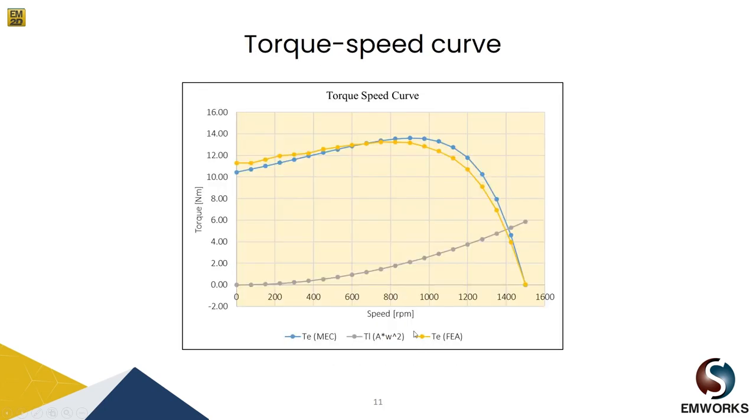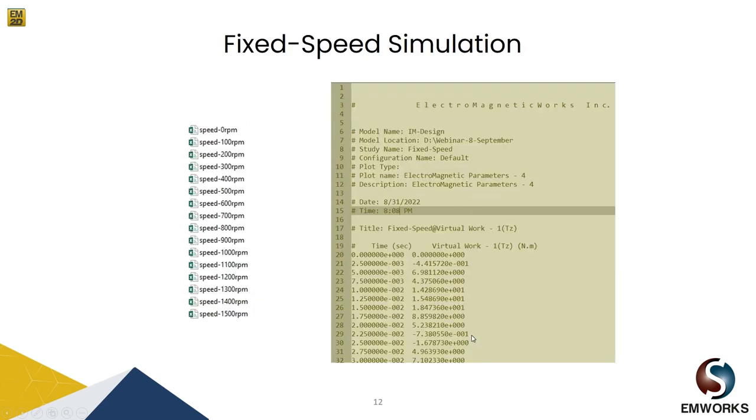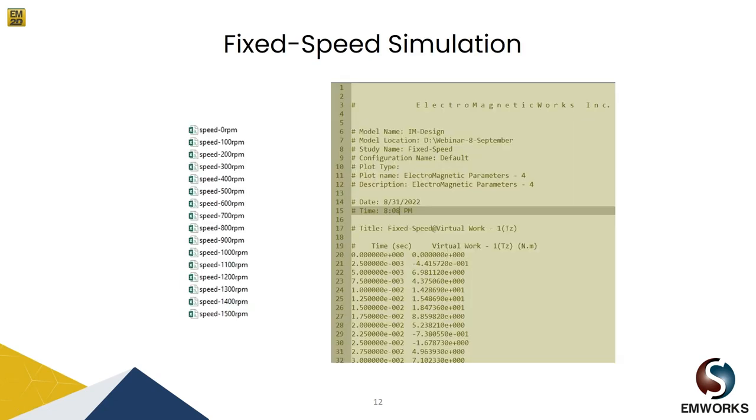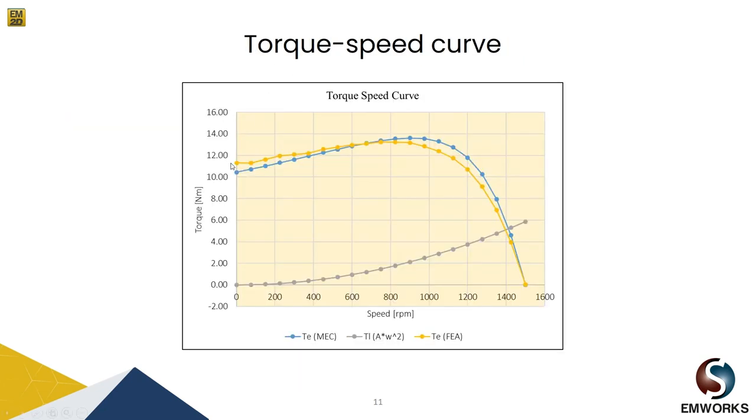I calculated the torque speed curve using EMWorks 2D by doing different transient simulations. Actually, for calculation of the torque speed curve, we need to do fixed speed simulations, and we should fix the rotor speed and do simulation with a good enough time step to pass transients, and then calculate the average values, and then connect the average values to draw this curve.